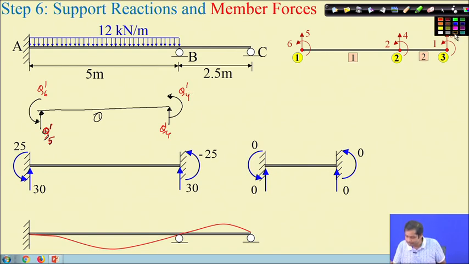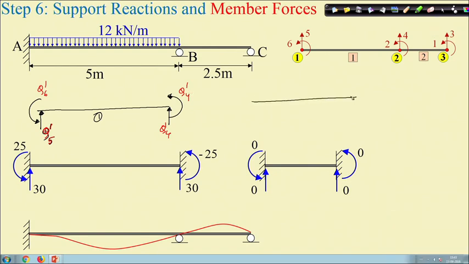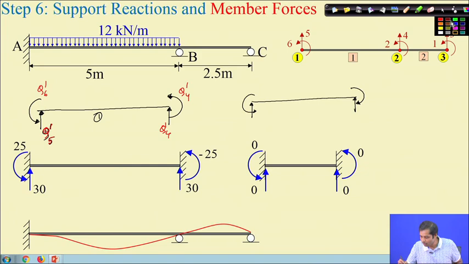Now, similarly for member 2, the bending moment and shear force can be shown like this. This is Q4, but for the second member, this is Q2. Similarly, this is Q3 for the second member, and this is Q1 for the second member.